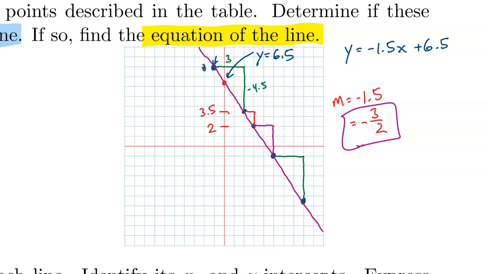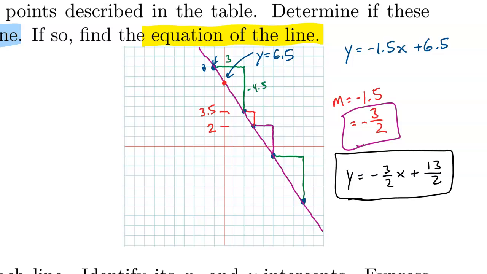Of course, we could express this also with fractions. y equals -3/2 x plus 13/2. So that gives us an equation for the line. Either of these gives us an equation for the line. The points are indeed on a straight line.